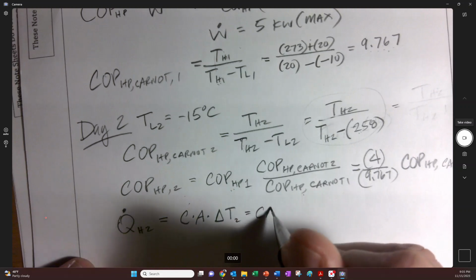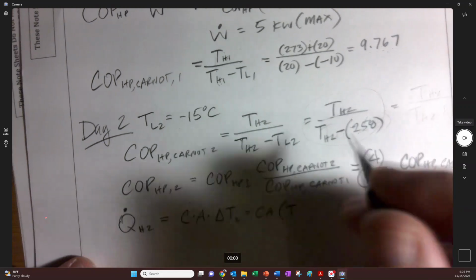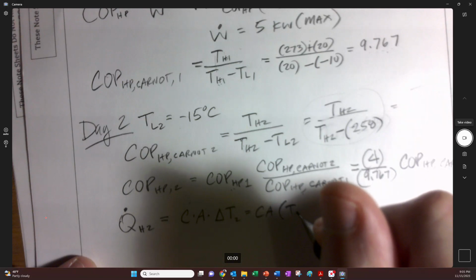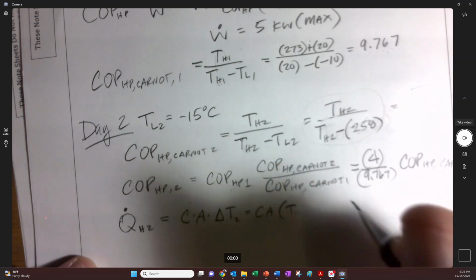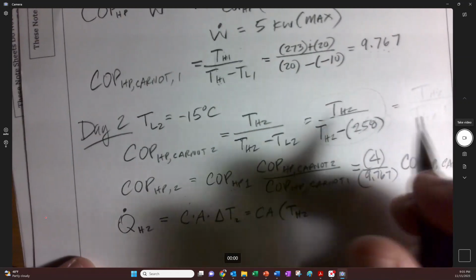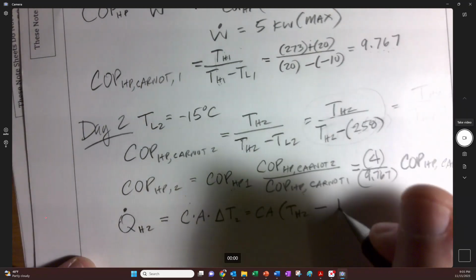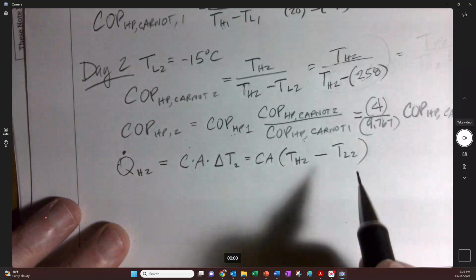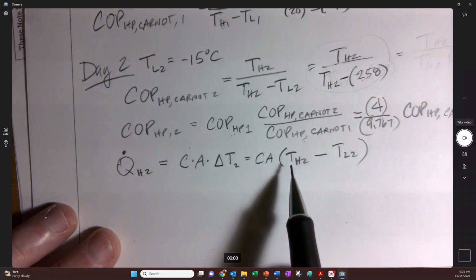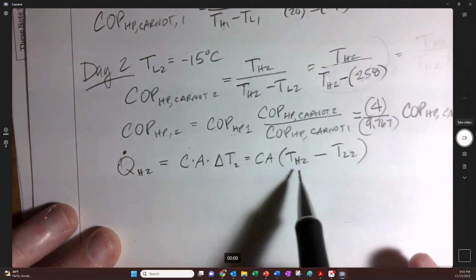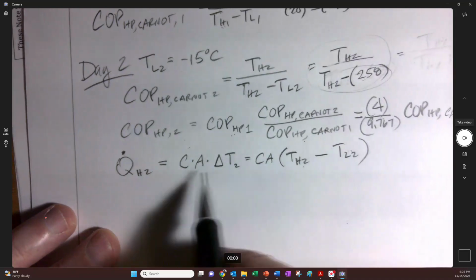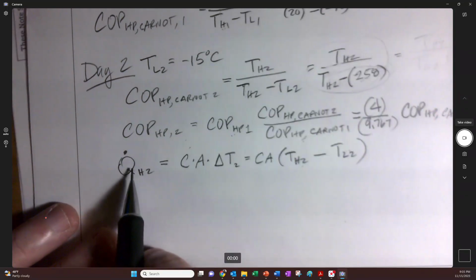So CA times T, let's see what we're going to do. I'm sorry, T inside versus outside. So TH2 minus TL2, right? There's the outside temperature. In this case, we're going to do the same thing as we did up before, right here. So this is going to be the same value right in here.